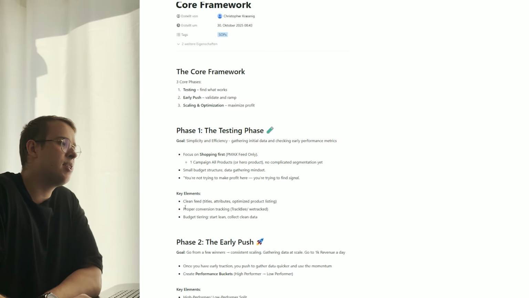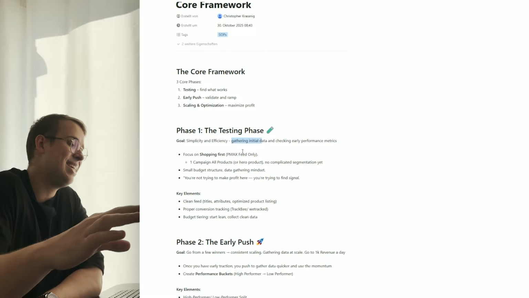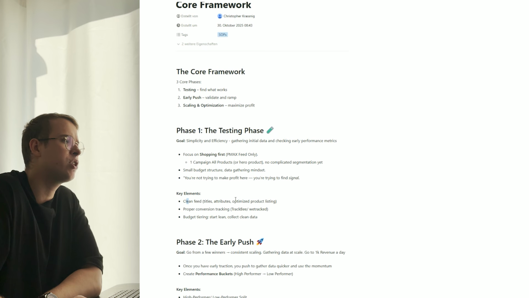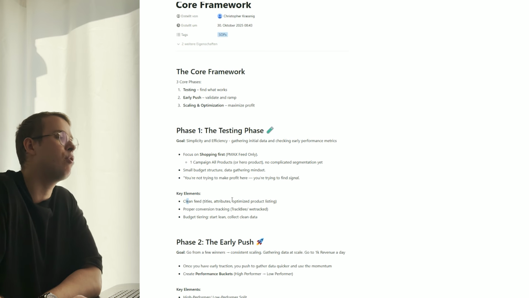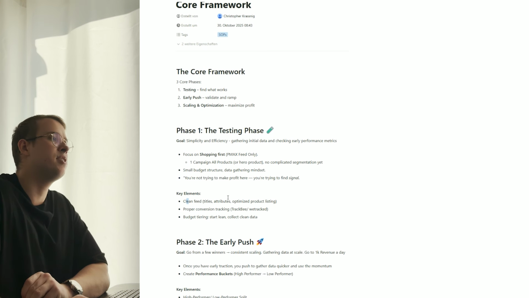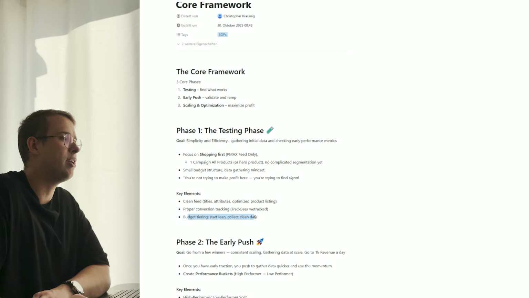Important in the beginning, and a lot of people forget this, is clean tracking. Of course, you cannot start with auto tracking because we want to gather some initial data, right? So you have to make sure you actually get the data into the ad account. Clean feed, everything structured nicely, the product listing optimized perfectly. That's it, keep it super simple. Clean feed, clean listings, proper conversion tracking, and start lean with the budget and collect some data.